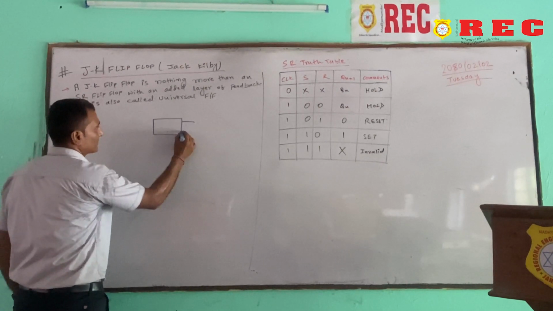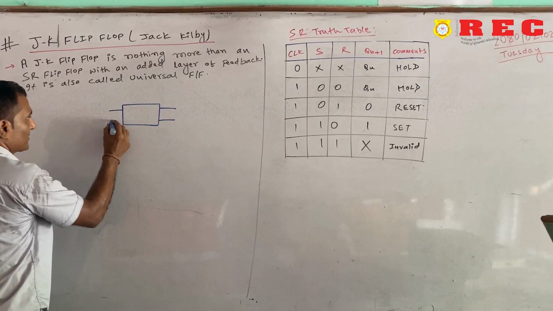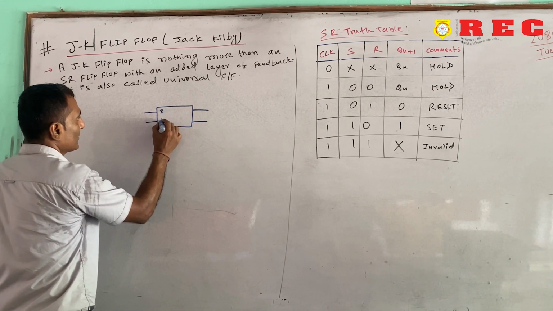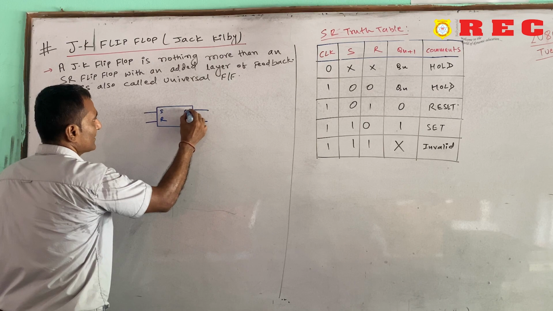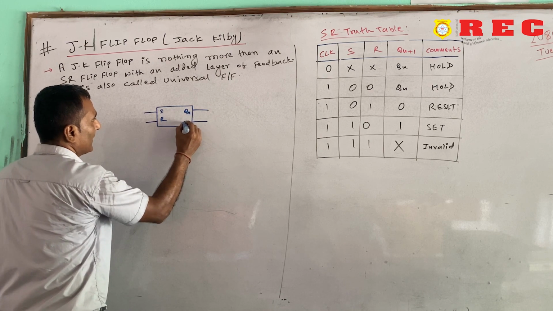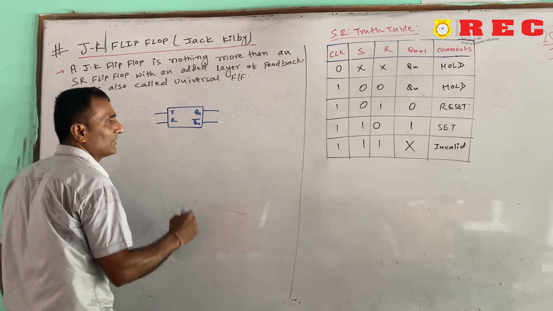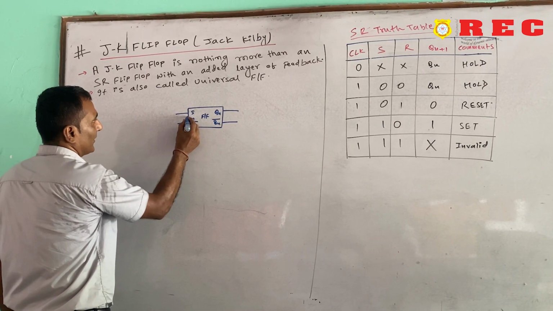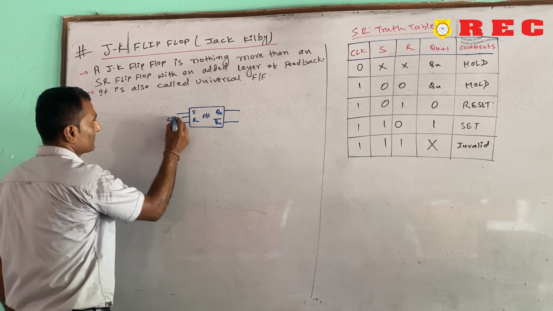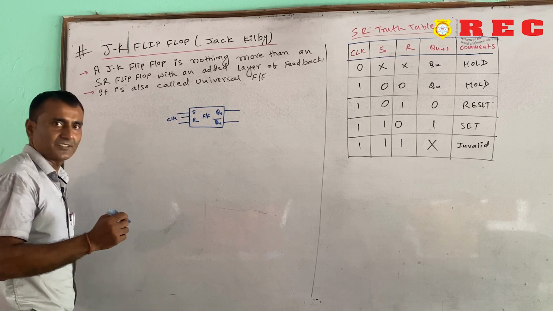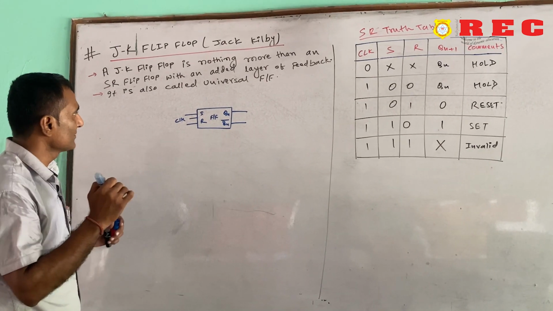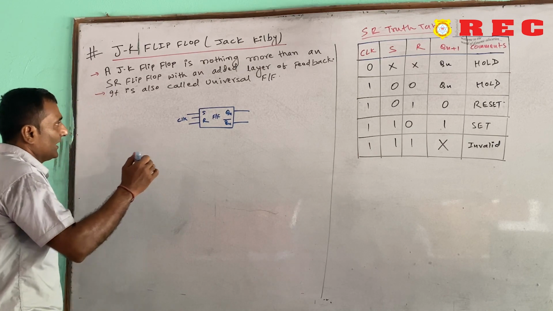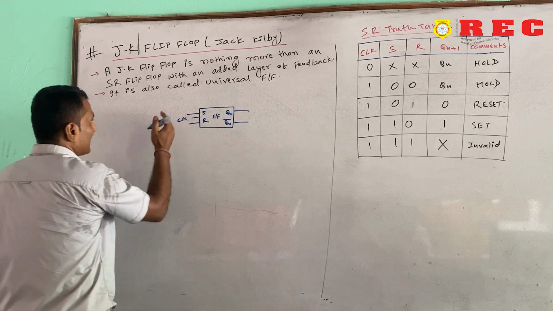You have just studied this. This is our SR, this is our Qn, and this is Qn complement, because this is the SR flip flop, and here is the clock pulse, CLK. You have studied this in the last lesson.